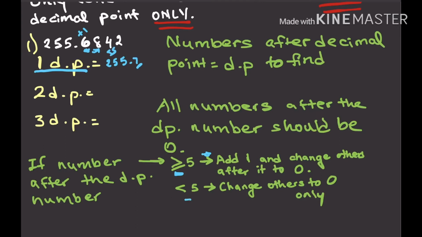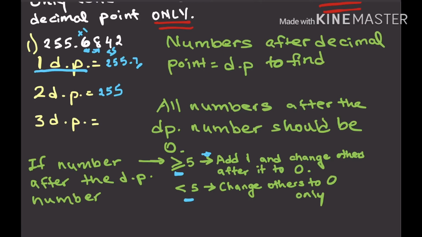So we're gonna look at this category. It says change others to 0 only. We're not doing any addition, any subtraction, nothing extra, just change everything else to 0. So we know that the 255 will stay the same because it is before the decimal place. It is not affected at all. That is a constant.